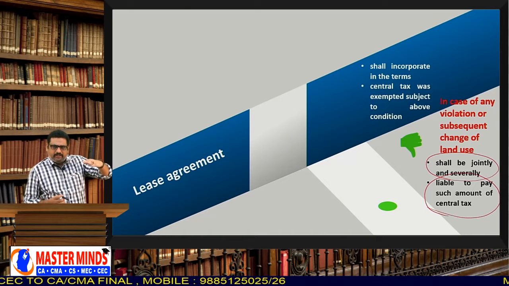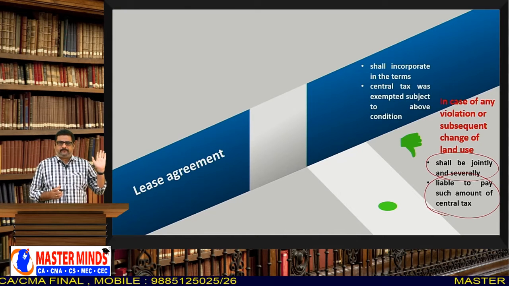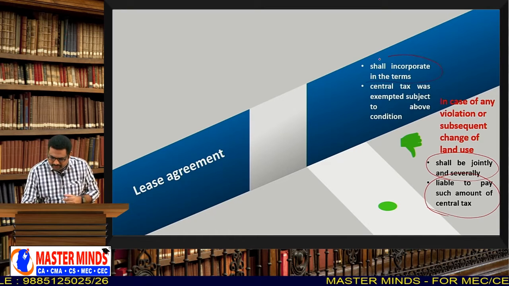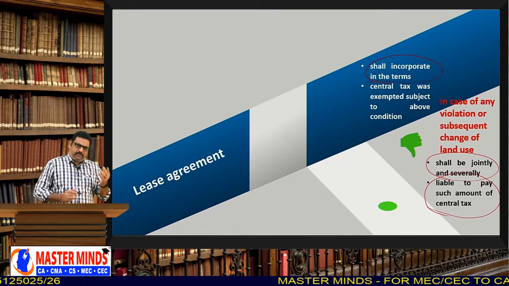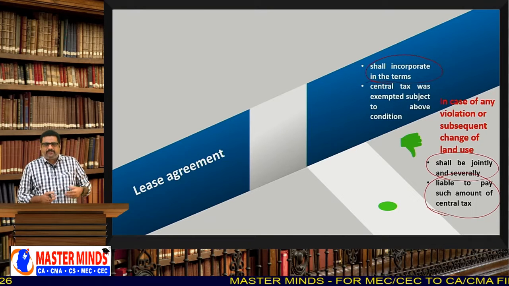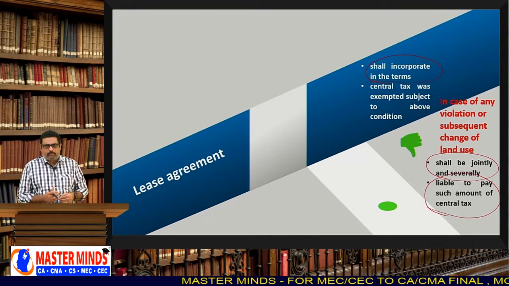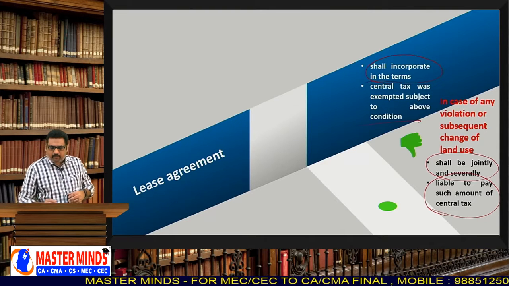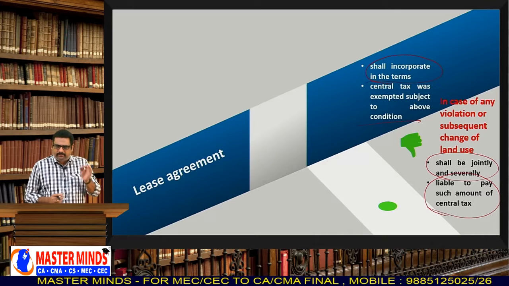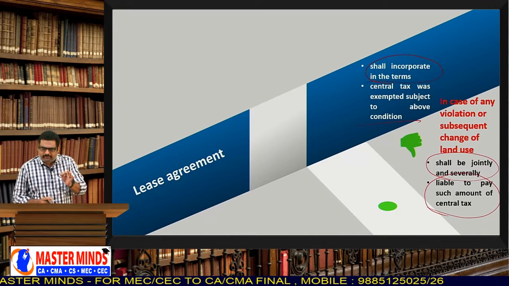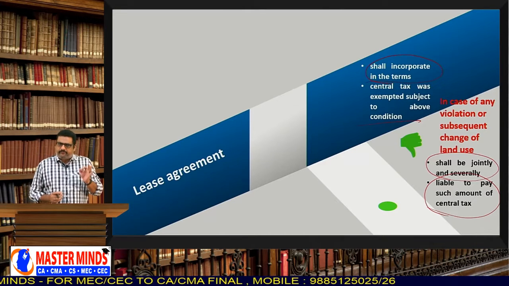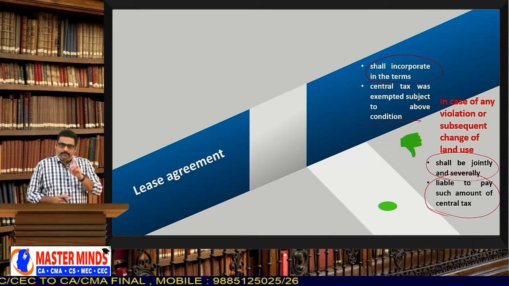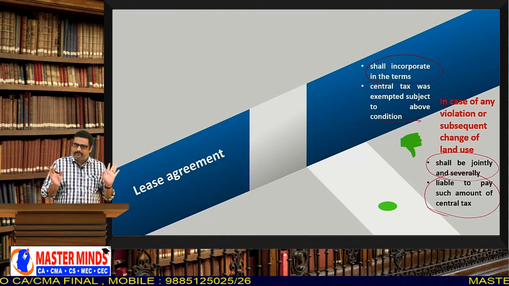Whether it is an original lease or a sublease, the lease agreement should specify all these matters in the terms and conditions, whether it is an original lease between the government and the lessee, or a sublease also. Central tax was exempted subject to the above condition. Any violation in this particular area will attract GST along with interest, and this should be specified clearly in the terms and conditions itself. Then only the other party is liable. Otherwise, the other party may not be liable.